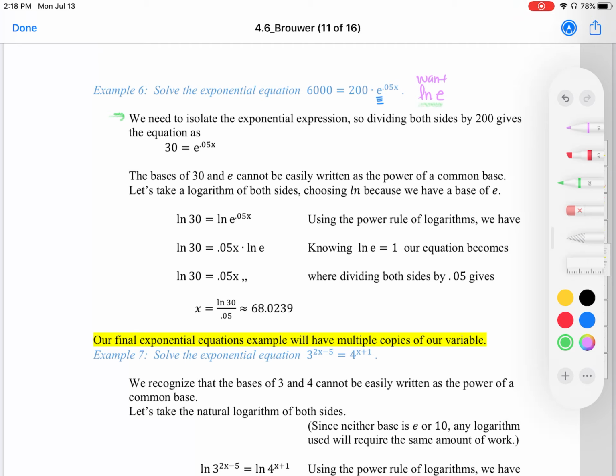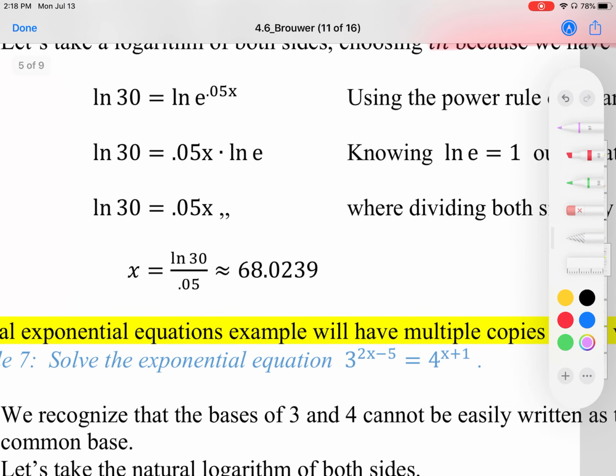So dividing by 200 gives the equation as 30 equals e raised to the 0.05x. The bases of 30 and e cannot be easily written as a power of a common base. Let's take the logarithm of both sides, choosing ln because we have a base of e. All right, so we go ahead and take the ln of both sides.